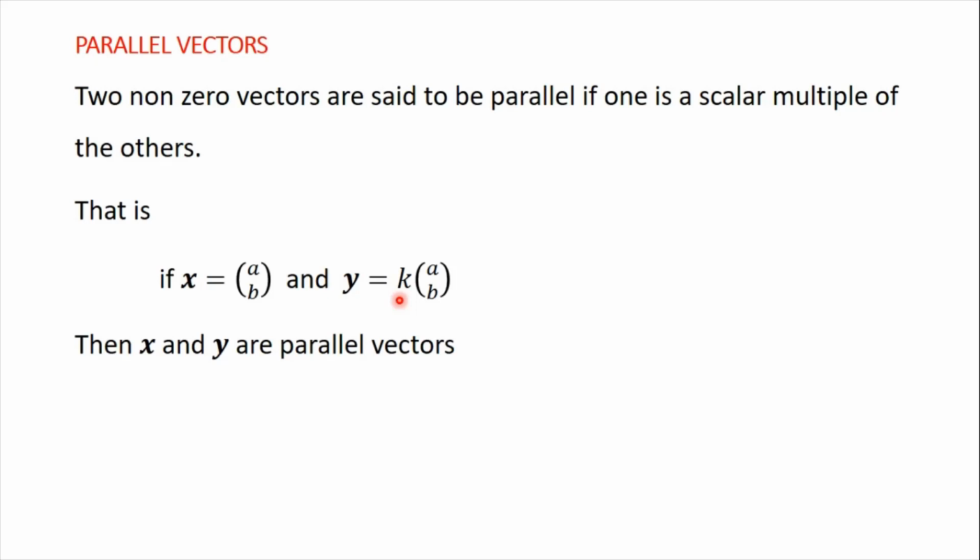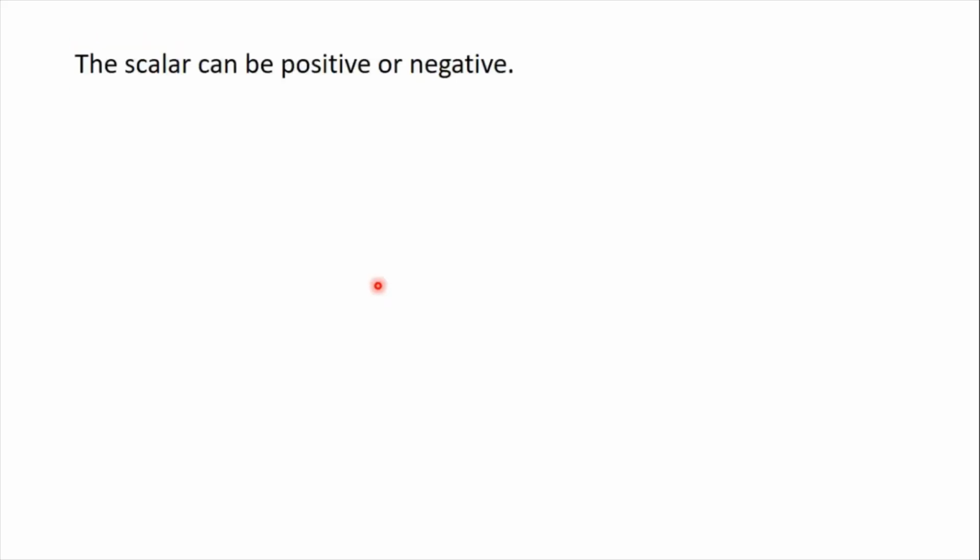I hope that is clear. So here vector x is (a, b) and vector y is k times (a, b), because we got vector y by multiplying vector x by a scalar or a number. We say that these two vectors x and y are parallel vectors. Let's learn more about parallel vectors.